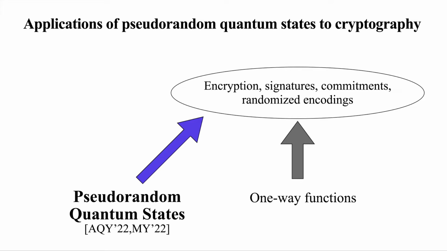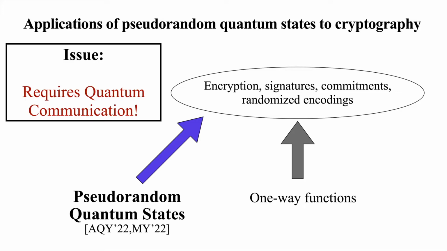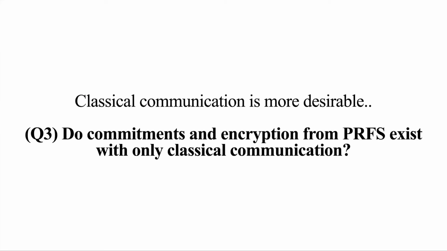On the other hand, there is still something nice about constructions of these primitives from one-way functions, which is that if you look at the communication required by these constructions, it only needs to be classical, whereas the applications from PRS require quantum communication. And in many scenarios, classical communication is more desirable. So this gives us a natural question: can we construct commitments and encryption from PRFS with only classical communication? I think this is the final question we're going to tackle.